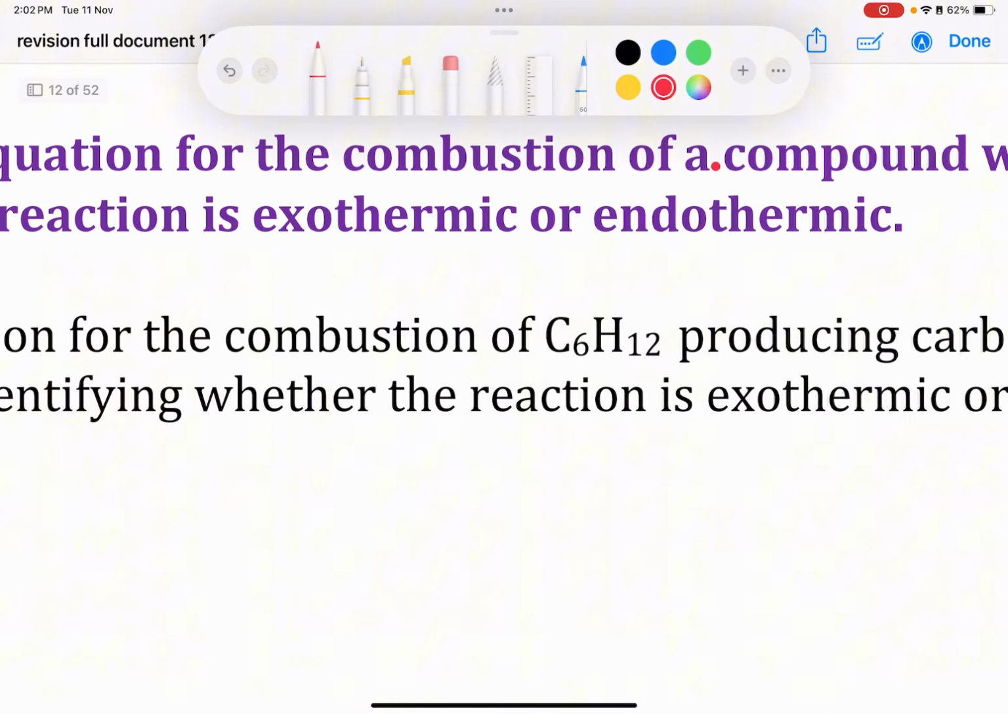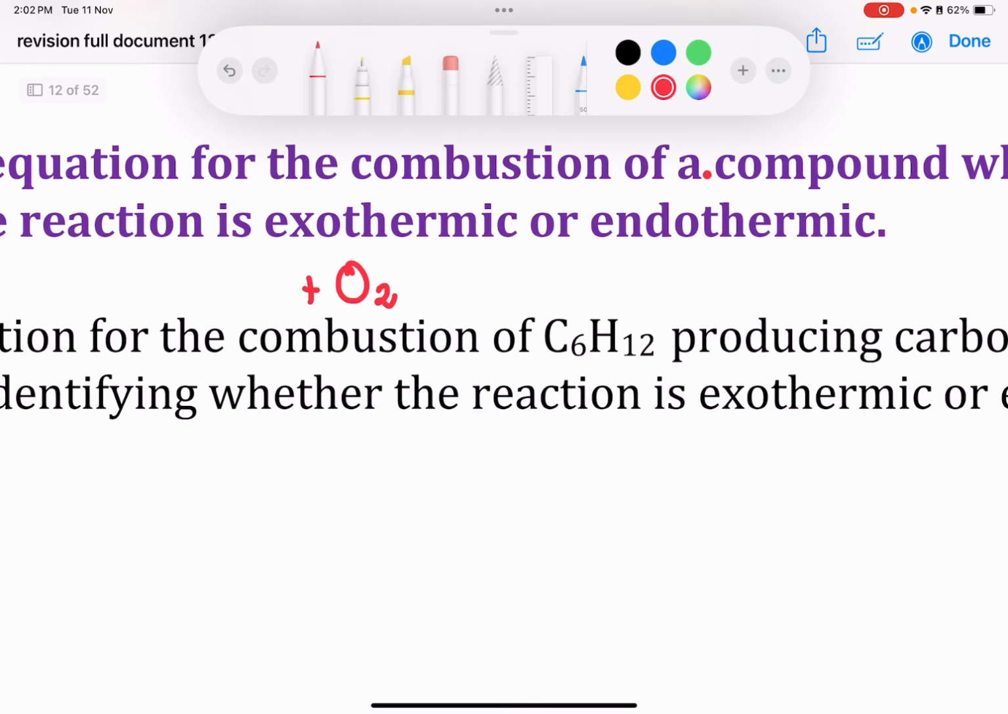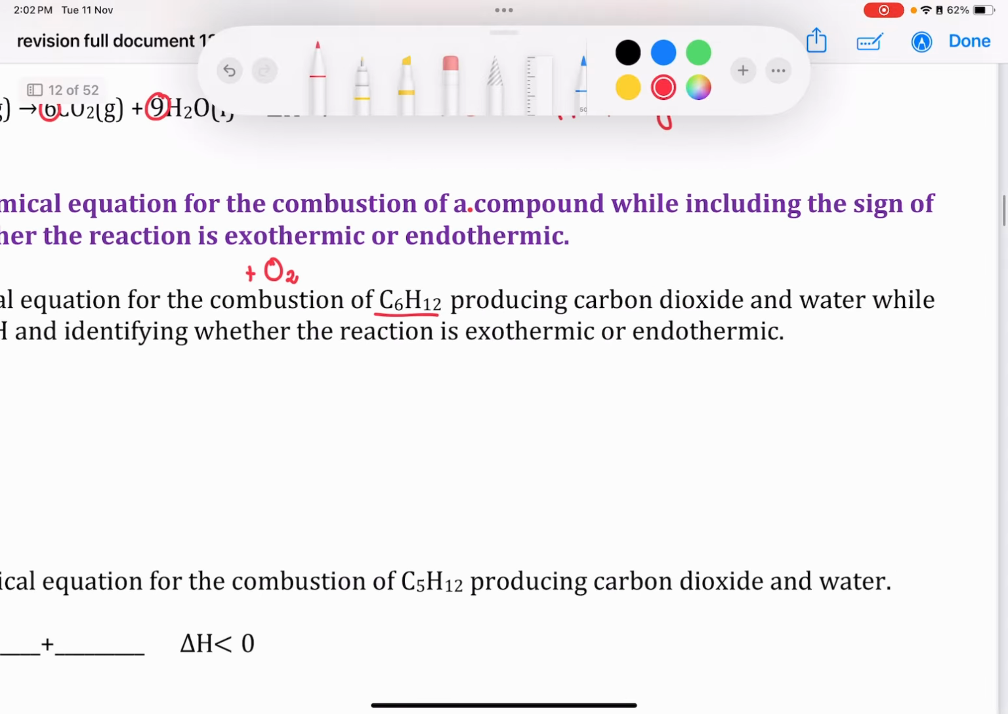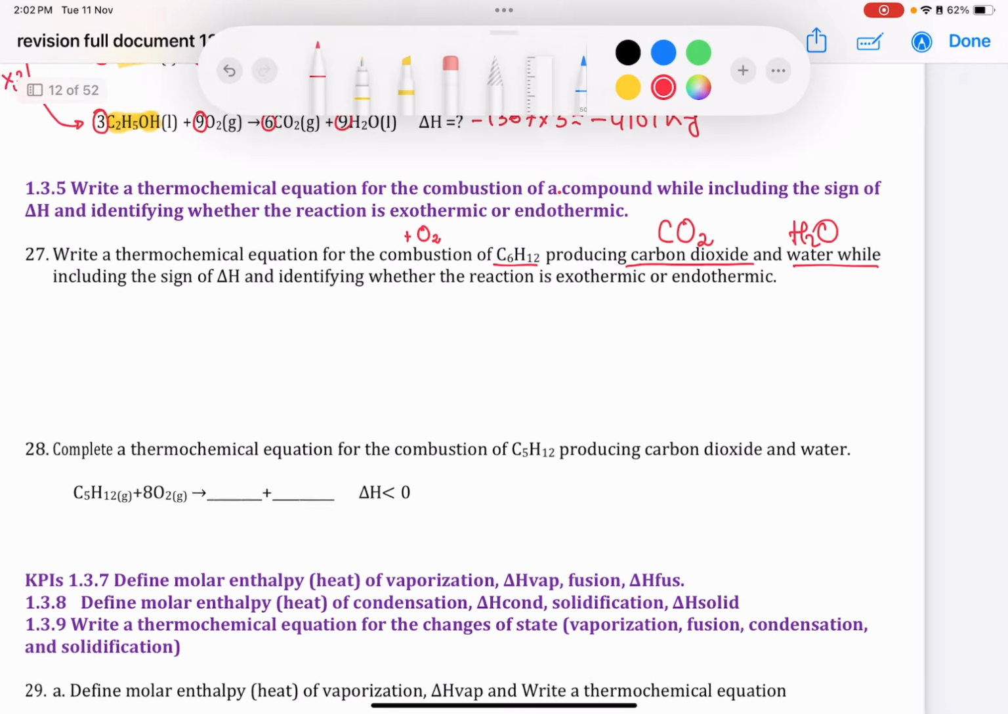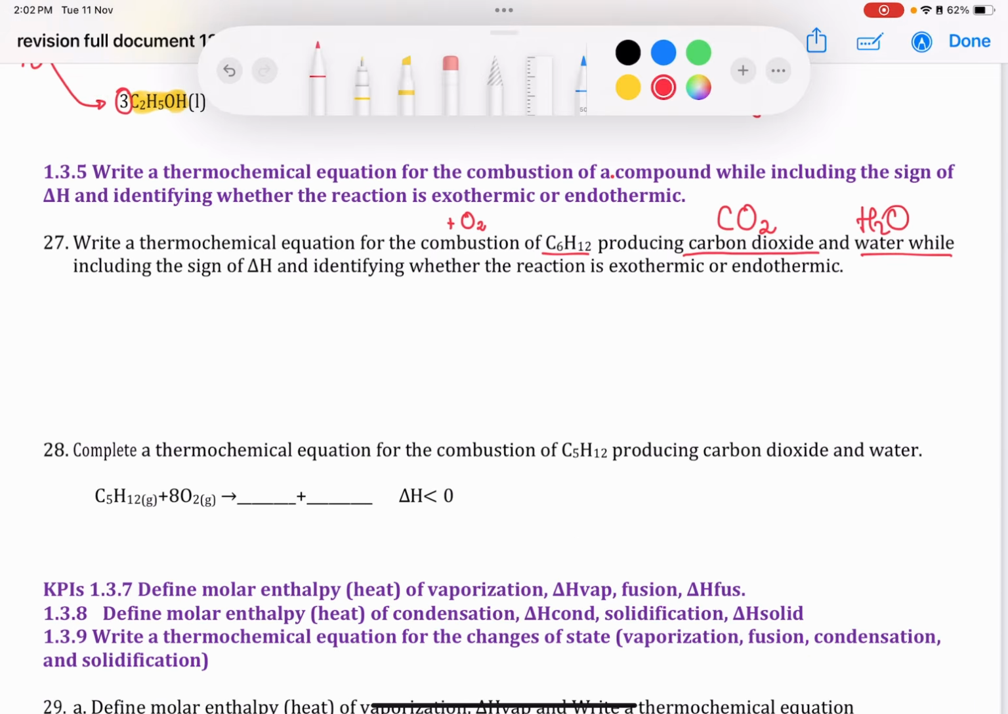Let's continue. Write a thermochemical equation for the combustion. Whenever they tell you combustion, it means you add oxygen to the given compound. So combustion of C6H12 producing carbon dioxide, CO2, and water, H2O. The products of combustion are always the same. We always obtain CO2 and H2O. Indicating the sign of delta H and identifying if it's exo or endo. Any combustion reaction is always exothermic.